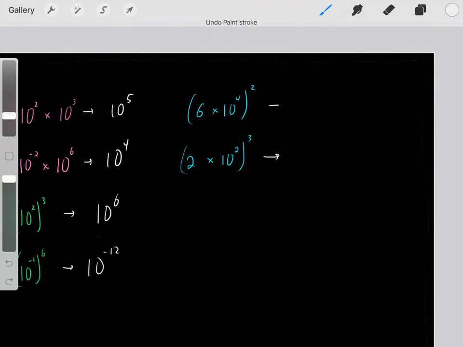So again, you would give that power to each part. So we would have 6 to the 2, so give that 2 to the 6, and also give that 2 to the 4. And we know when we have a power to a power, you multiply them, so that would be times 10 to the 8.